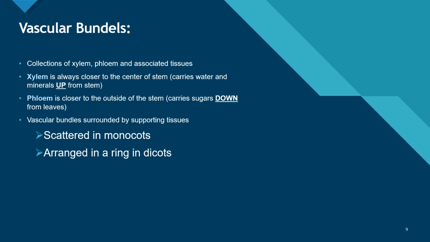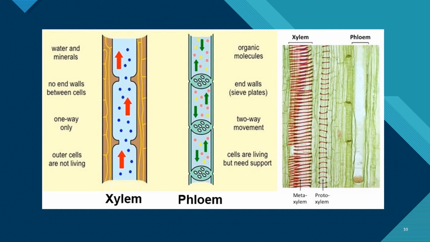Vascular bundles are surrounded by supporting tissues, and this is a very important part. Maybe you want to add to your monocots versus dicots chart that vascular bundles are scattered in monocots and arranged in a ring in dicots. And this is just a little bit about what they look like. With xylem, you can see the water and minerals being transported, and it has that tube look to it. And then we have phloem, which has a two-way movement, and it's a more closed off version of the xylem, and obviously more skinny as well.